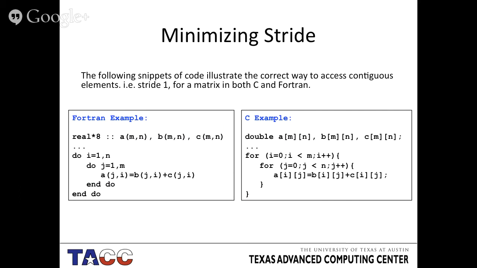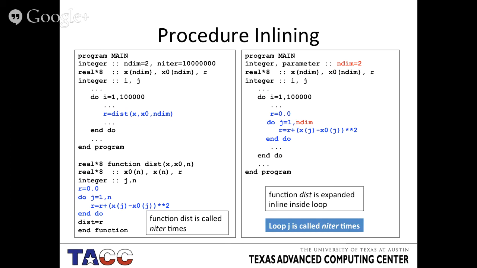Now, I have a couple of slides here that are essentially just for illustration purposes, and this one is just to remind you what the correct order of access is for C and Fortran, so that you have it as a reference when you're writing code. If you don't remember, you can go to that slide. If you write the access in that order, you should get better performance.